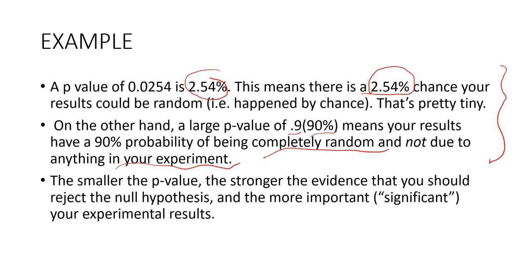See, a smaller p-value means you should reject the null hypothesis because there is only a 2.54% chance your result could be random. For a large p-value, that is 90%, 0.9, it means your results have a 90% probability of being completely random, and you need to accept the null hypothesis and reject your experimental results. The smaller the p-value, the stronger the evidence that you should reject the null hypothesis, and the more important your experimental results are. That's all.